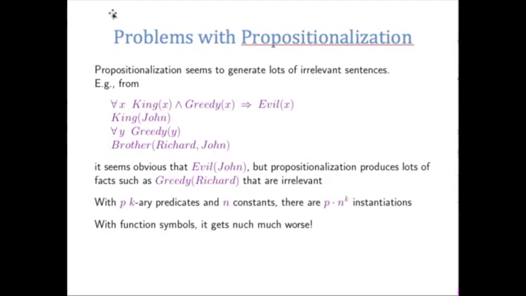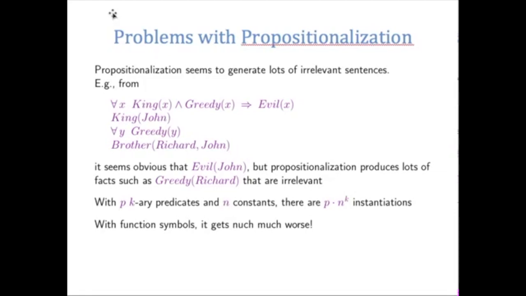So, problems with propositionalization. One of the problems is that it seems to generate a lot of irrelevant sentences because we have to create new ground sentences with every possible version of grounding. So from, for all x, King(x) and Greedy(x) implies Evil(x), and we've got King(John), and for all y, Greedy(y), and Brother(Richard, John), it's obvious that we can get Evil(John), but propositionalization produces lots of facts such as Greedy(Richard) that are irrelevant to proving that.